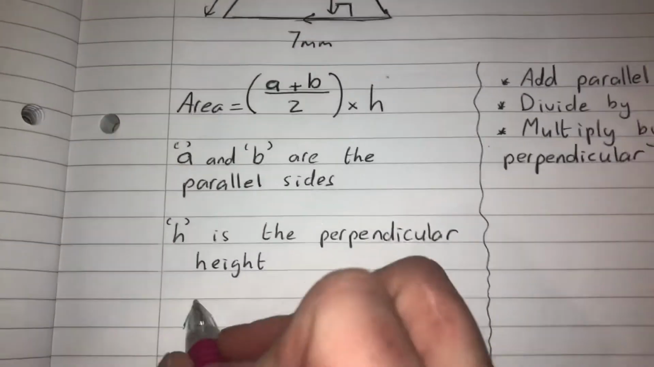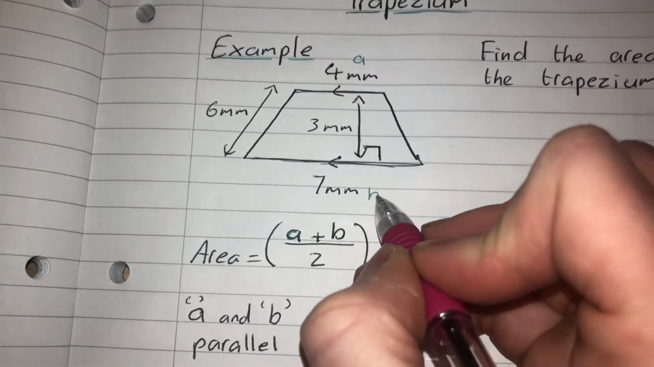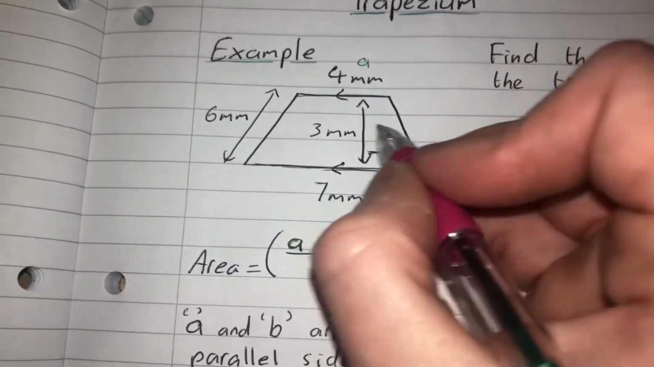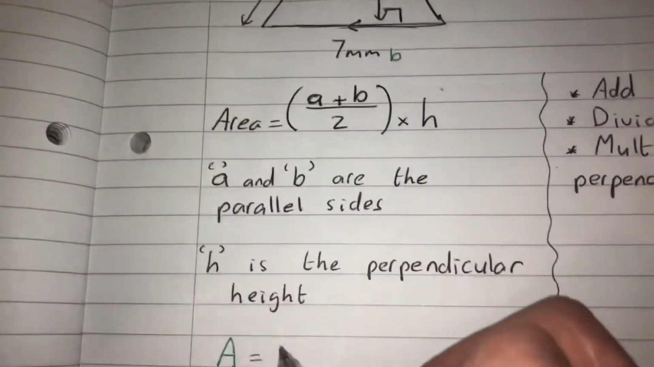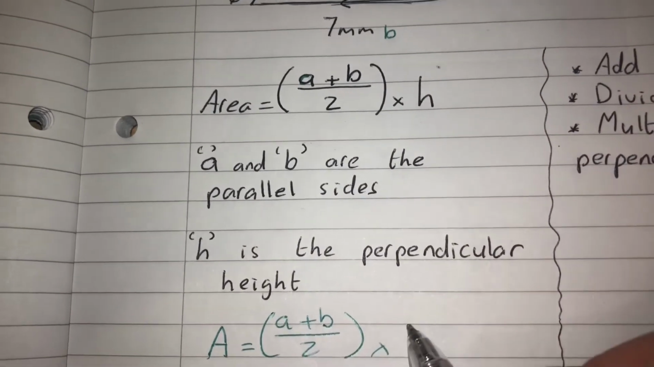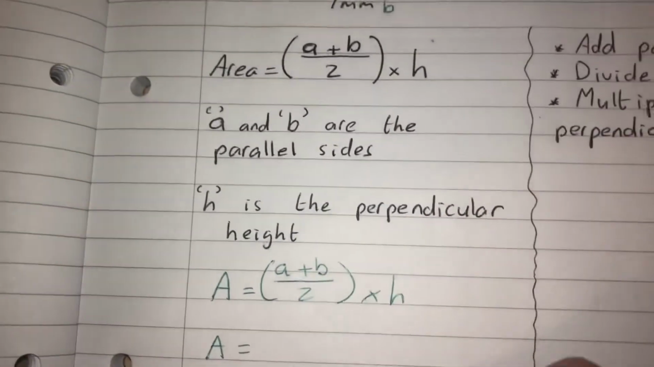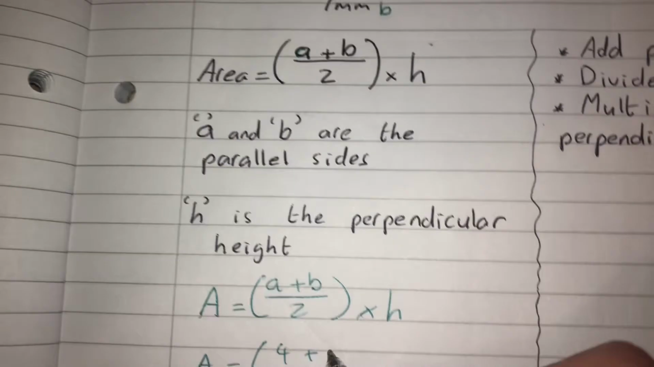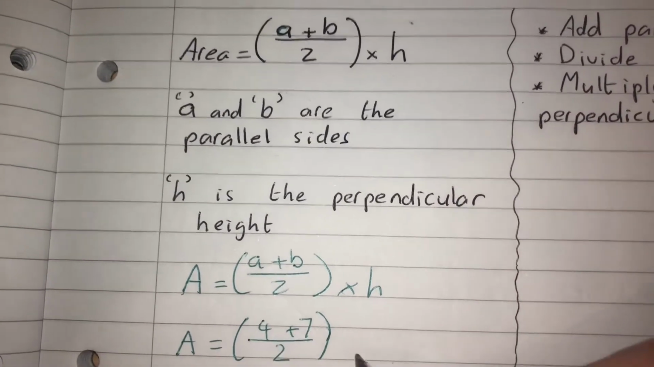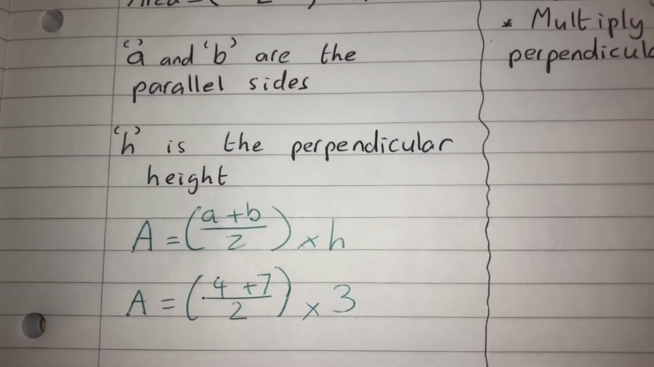So once we've identified our dimensions, I'm going to call the 4 A and the B is the 7 millimeter one. Again, it wouldn't matter if you got those the other way around, but it is important that the 3 millimeters is our H. So area equals A plus B over 2, all times the height H. Okay, so substituting in our values, A was 4, B was 7, all divided by 2, multiplied by the perpendicular height, which is 3.